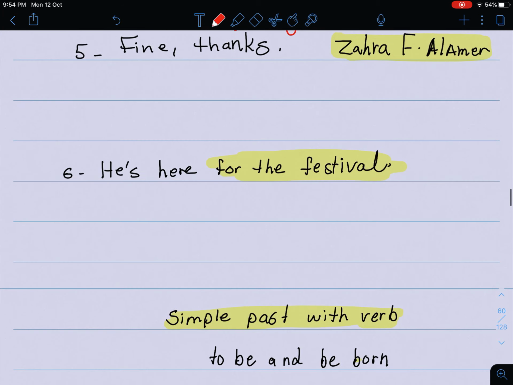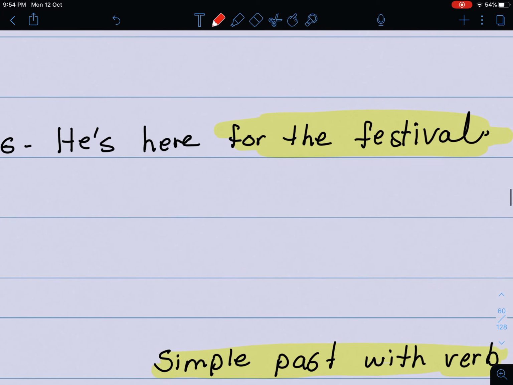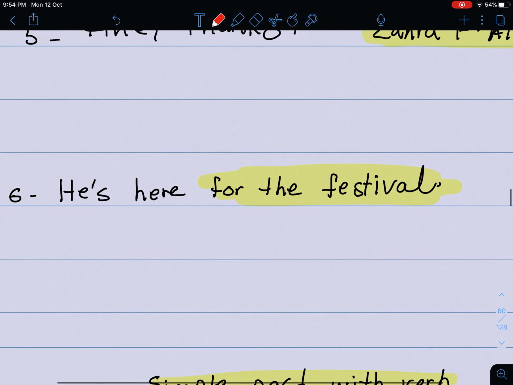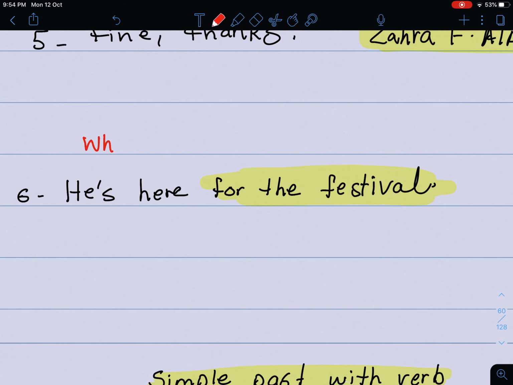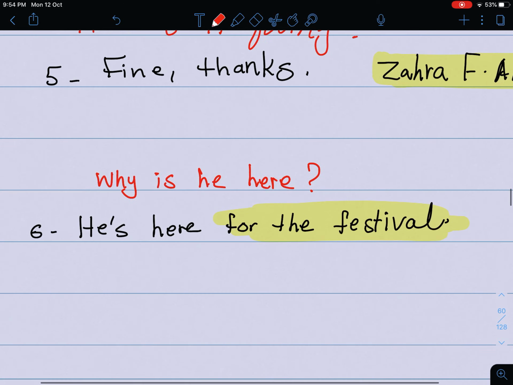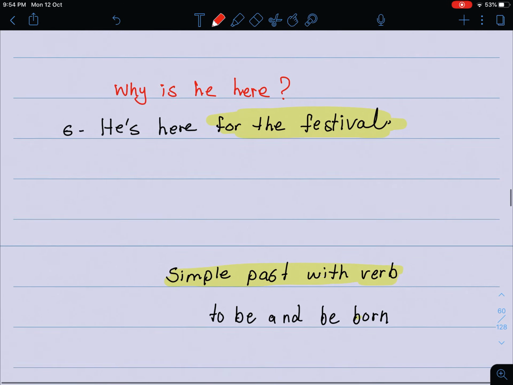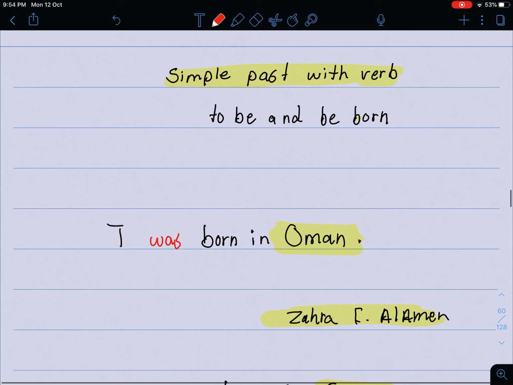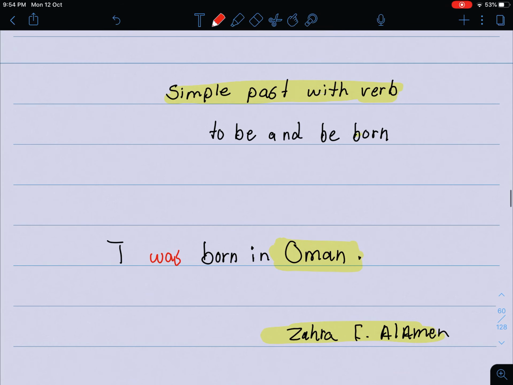Okay, now he is here for the festival. Here I want to ask about the reason. So why is he, the subject, here. Why is he here? He is here for the festival. Now is that clear? So right now we have covered information question with verb to be.